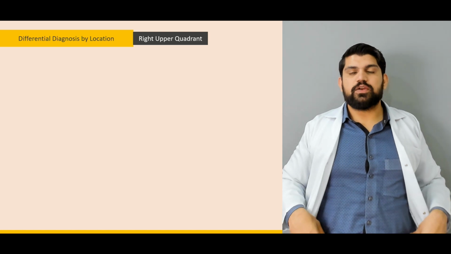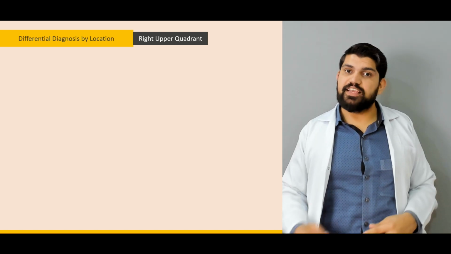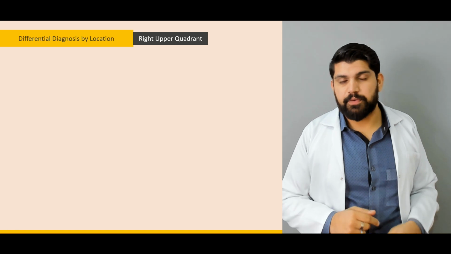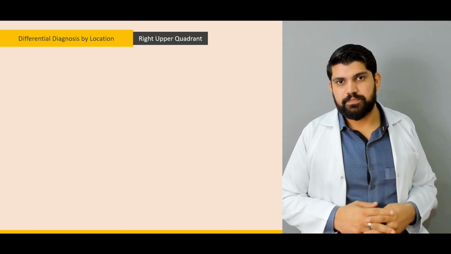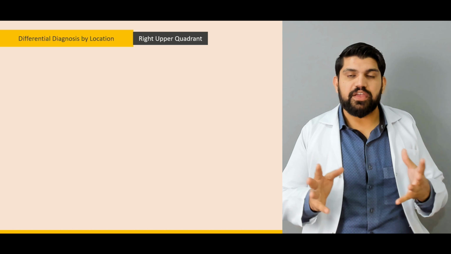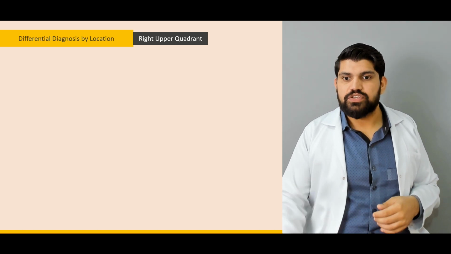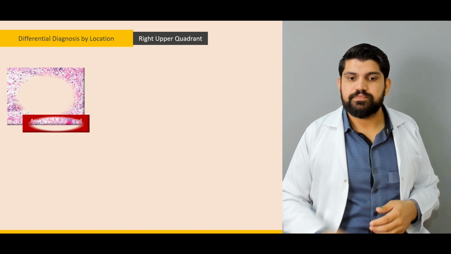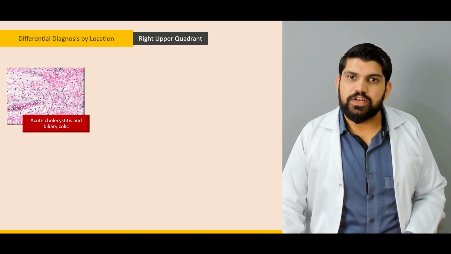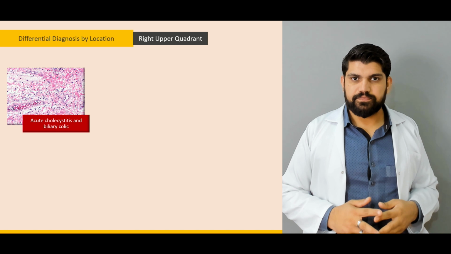So, differential diagnosis by location. These can ease things out for you when examining a patient or palpating a patient. It's with the areas involved and the organs underneath those areas. So starting off with the right upper quadrant: acute cholecystitis and biliary colic.